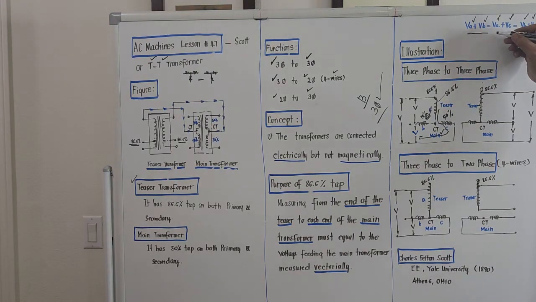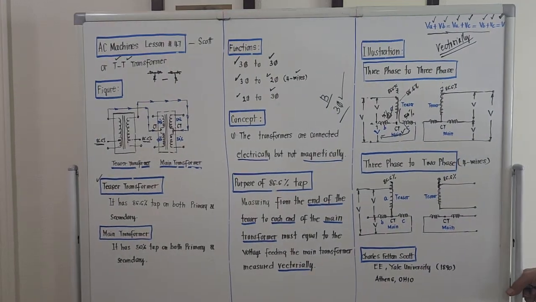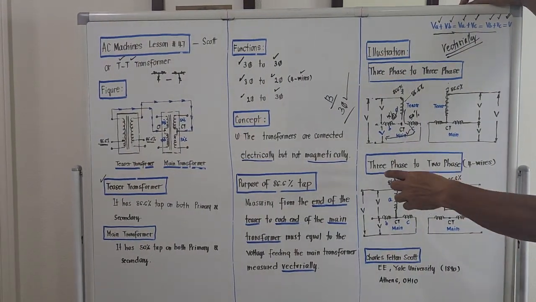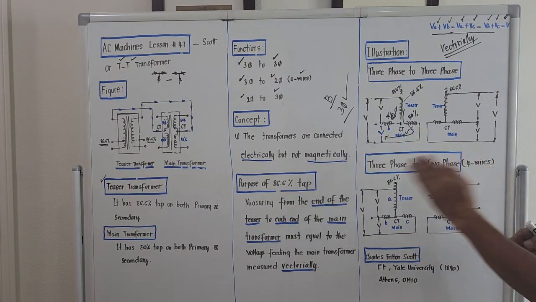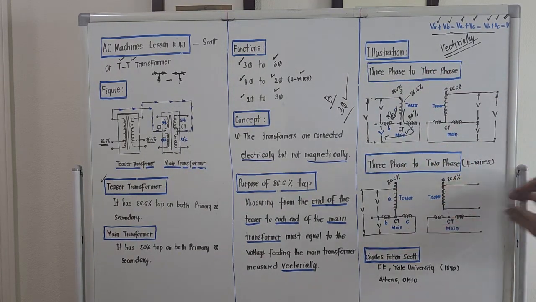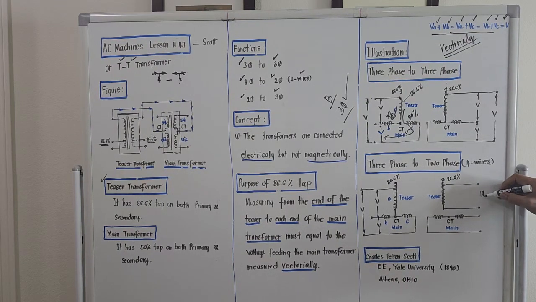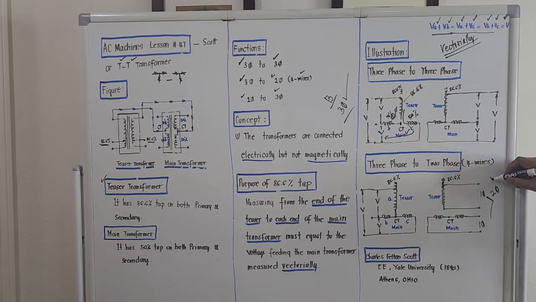We will perform this vectorially. Vectors, we are computing complex numbers. For the other variation, if we convert three-phase to two-phase, it will be something like this. The left-hand side is equal to this, and for the right-hand side, it is this. So this is a single phase, and in total, this is two-phase, four wires.